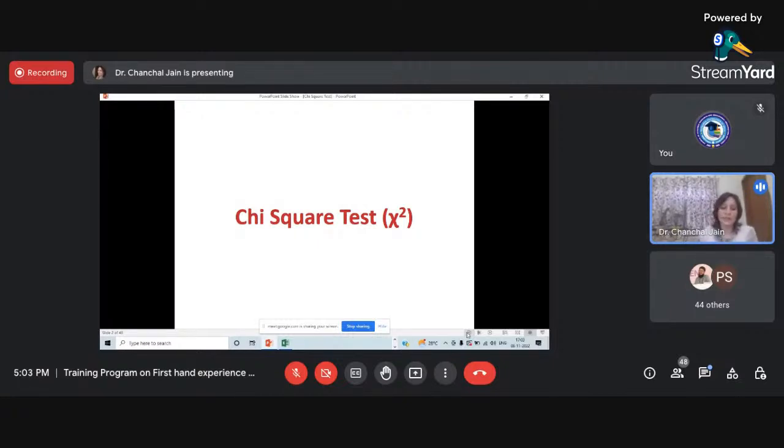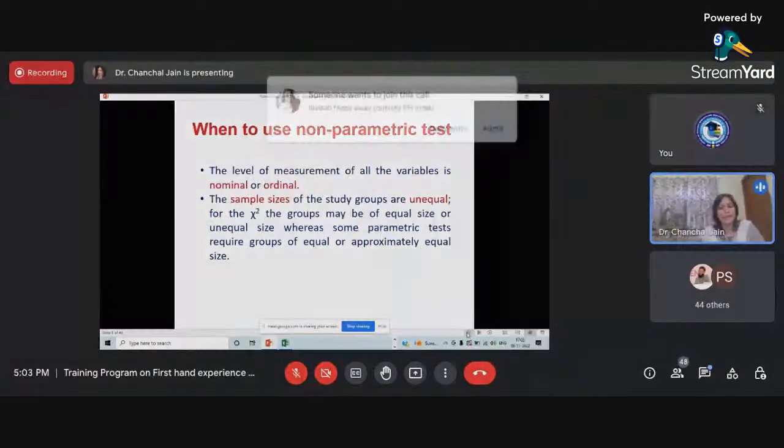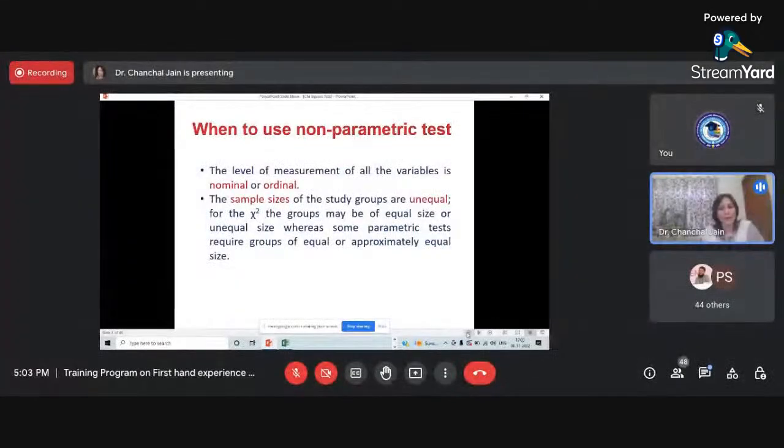I think in the first day session, I also discussed the meaning of the non-parametric test. Tests which are distribution free, which do not depend upon the normal distribution, we generally consider as non-parametric tests. In this category we can keep the chi-square test. So the question comes, when to use non-parametric tests? The answer is when we are measuring our variable on nominal scale or ordinal scale. In that case, we can go for the non-parametric test.